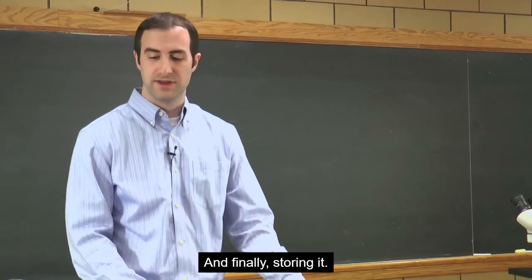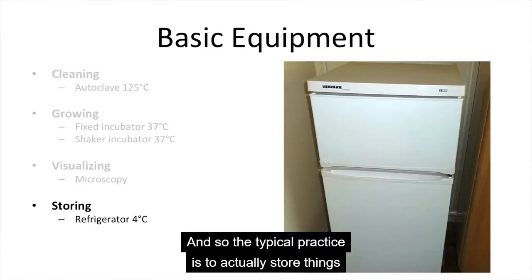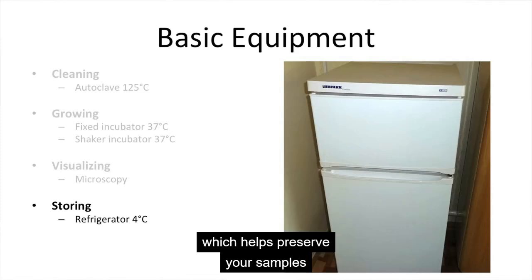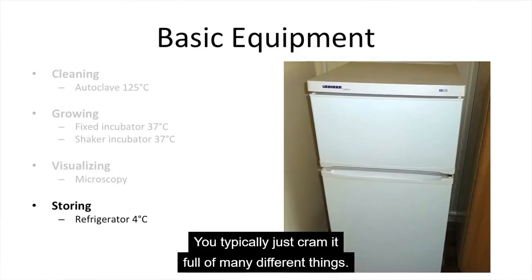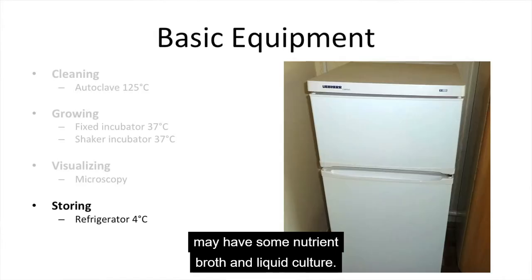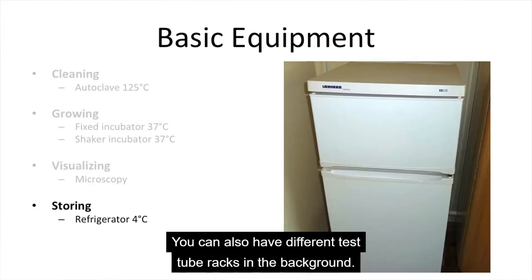And finally, storing. In the lab setting, you may not always accomplish everything in the first day, and so the typical practice is to store things at 4 degrees Celsius. At 4 degrees, this slows the bacterial growth, which helps preserve your samples and keep them for the long term. You typically just cram it full of many different things. So again, we see the test tubes that may have some nutrient broth and liquid culture. We also have petri dishes, which are typically wrapped in parafilm, which is basically a waxy film that keeps it airtight. And you can also see different test tube racks in the background.